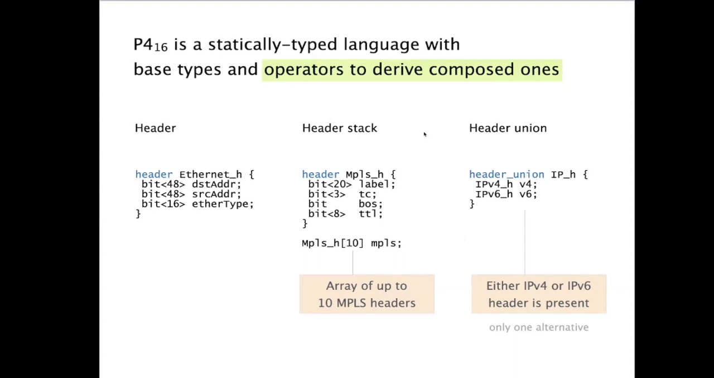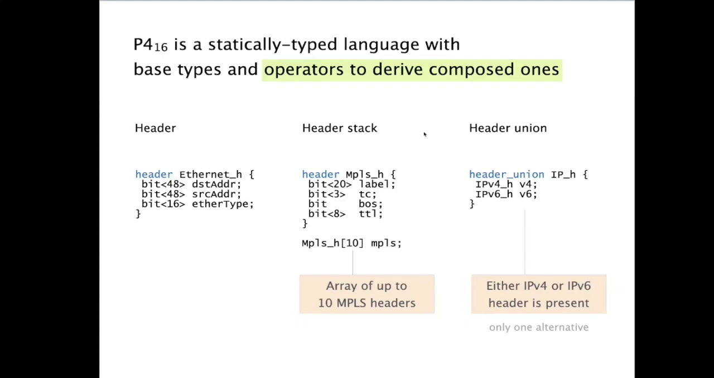I will finish with this before the break. In addition to a header, you have a header stack and a header union. Header stack is very useful, and you will see it in the exercise. It defines not just one Ethernet header, but an array of Ethernet headers. Sometimes you can see this in layer 2 networks where you can have more than one VLAN tag, an inner VLAN tag and an outer VLAN tag. Or in the case of MPLS, you can have multiple MPLS labels. Or in the case of a VPN, you can have multiple VPN labels.